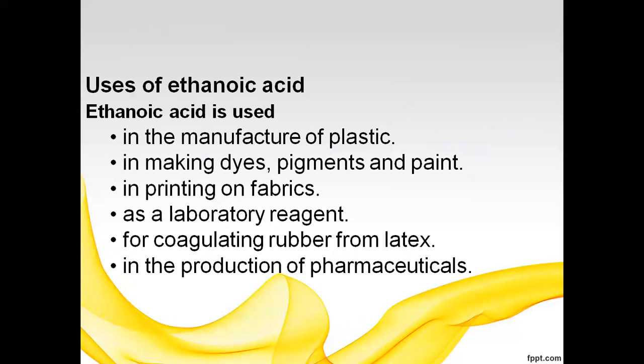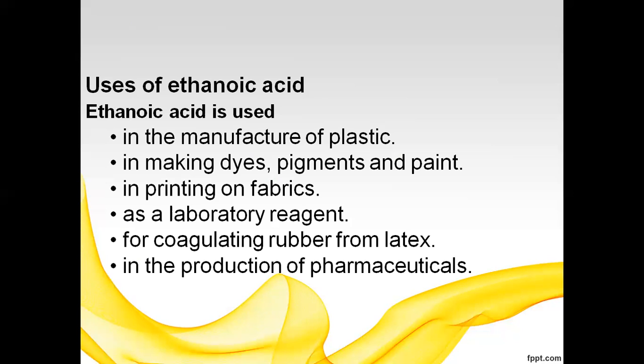So what are the uses of ethanoic acid? It is used in the manufacture of plastic, making dyes, pigments and paint, printing on fabrics, as a laboratory reagent, for coagulating rubber from latex, and in the production of pharmaceuticals. Ethanoic acid is one of the ingredients used in plastic manufacture. Next is making dyes, pigments and paint. We paint the house, so paint contains ethanoic acid.